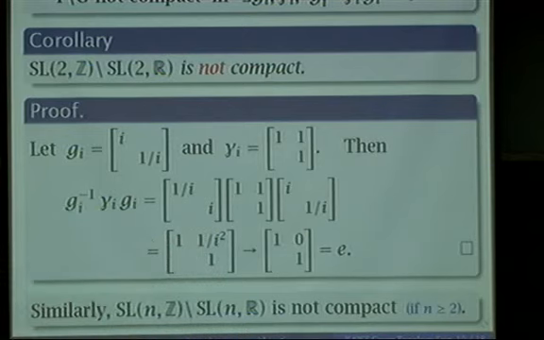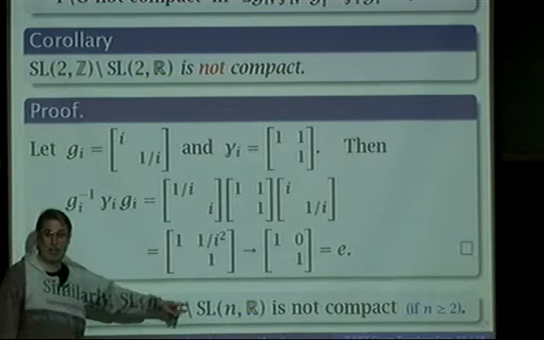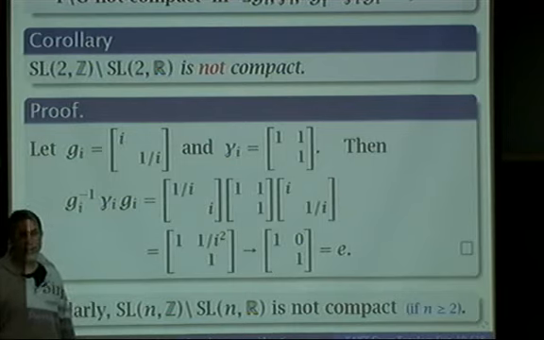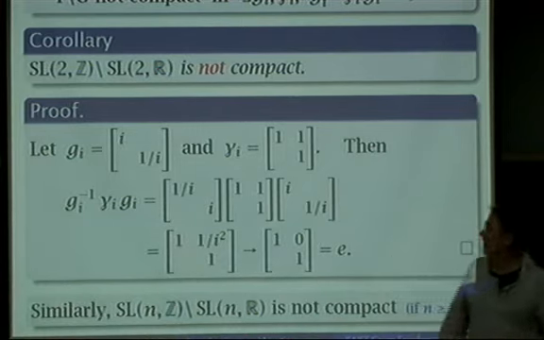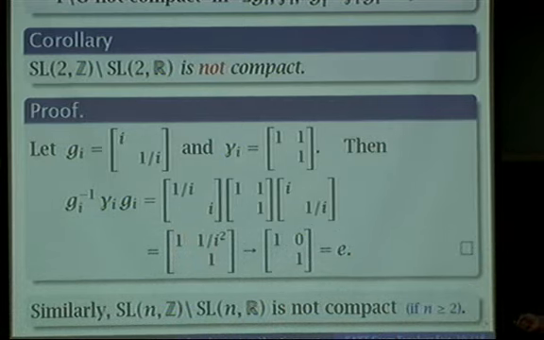Oh, the question I think was, is there an easy way to see that SL(n,Z) has finite volume in SL(n,R)? That was your question? No, I don't think it's easy. I think the only way I know is you construct a set C that's not compact. But yeah, I should have said that.